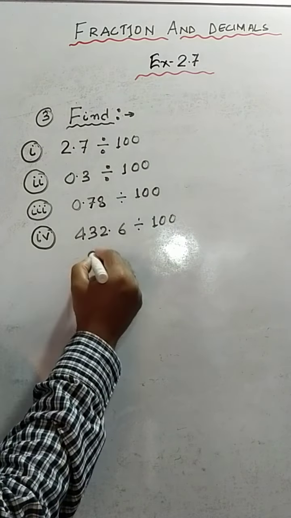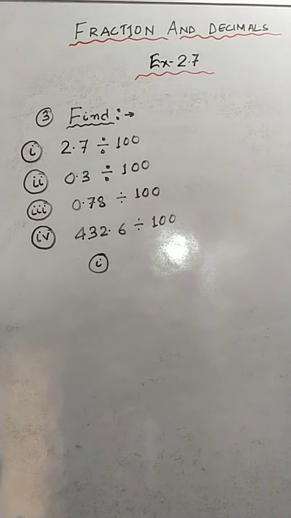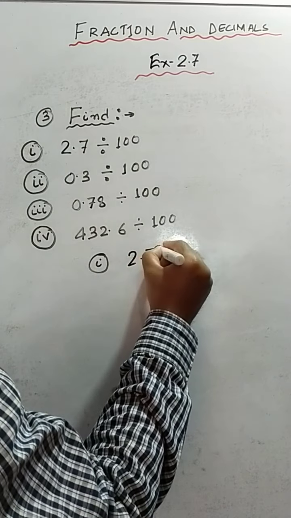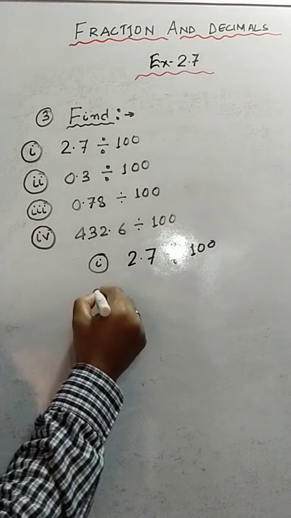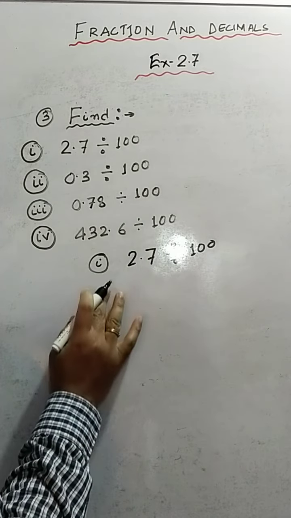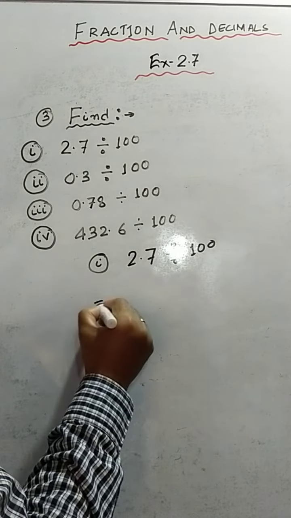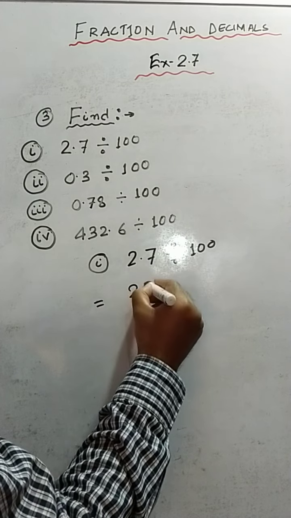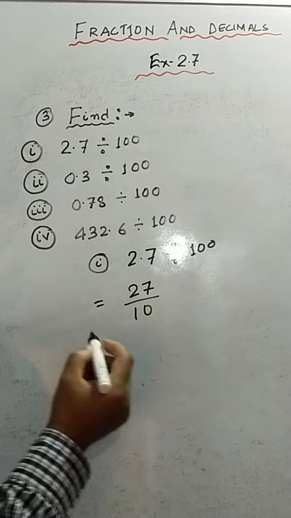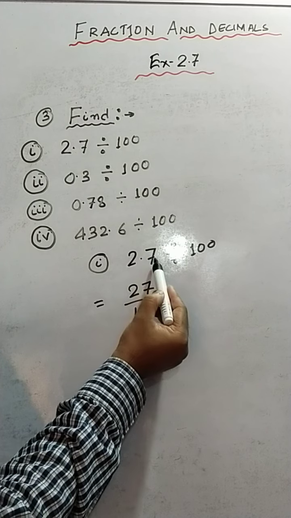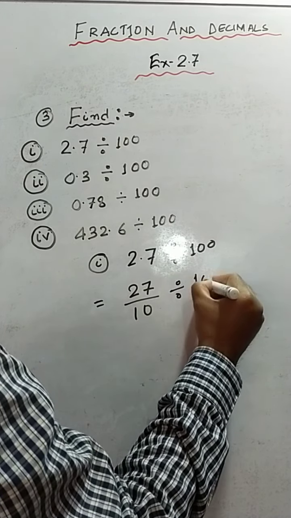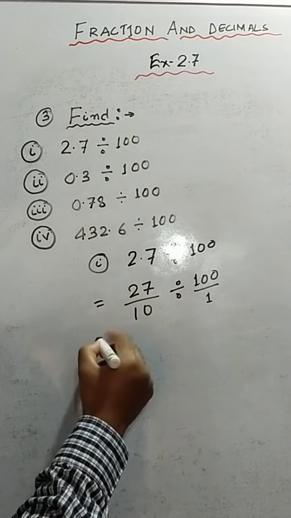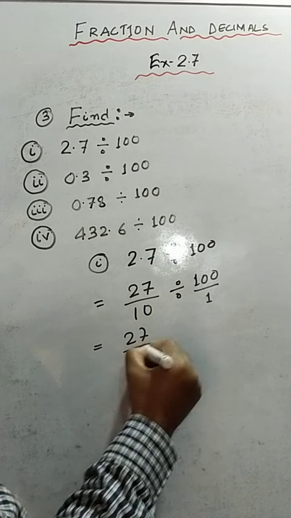So question number 3, part 1 would be what? It is already written: 2.7 divided by 100. So the same method we'll use. The first thing, we'll convert this into fractional form, isn't it? So 27 by 10. You all know why I've written 10, because after the decimal how many digits are there? 1. So that would be divided by 100, that is 100 by 1. Now 27 upon 10.